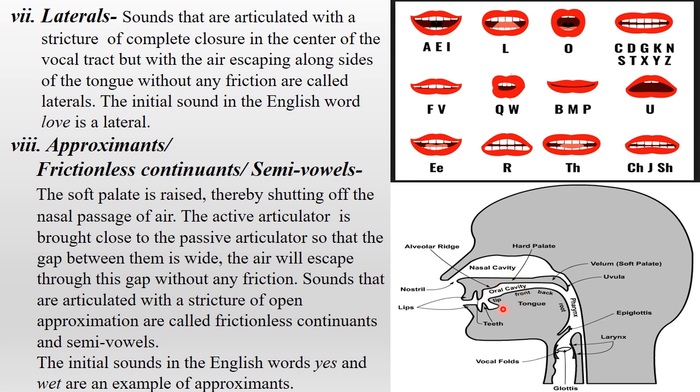and the air escapes. There is a wide gap between them and the air escapes without any friction, or there is no obstruction. That is why the air escapes without any friction. Hence it is known as approximants or frictionless continuants or semi-vowels.